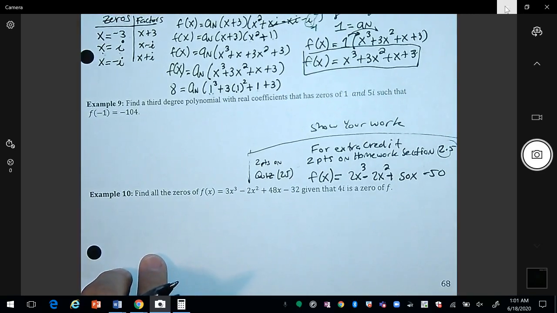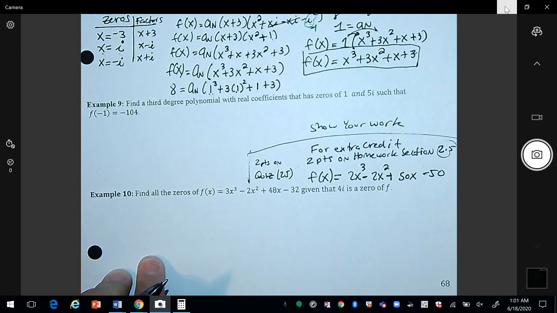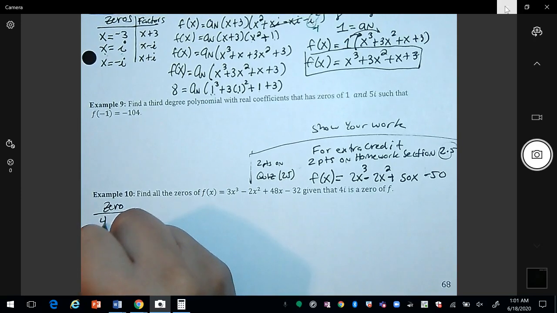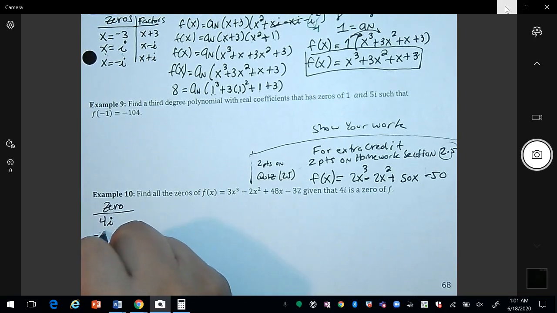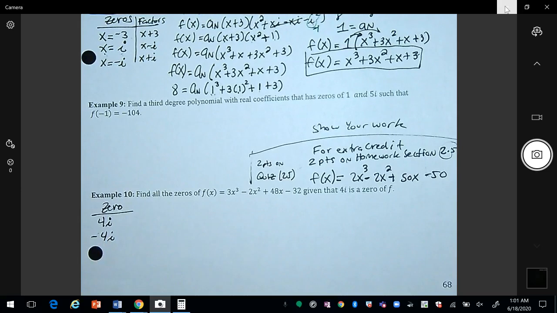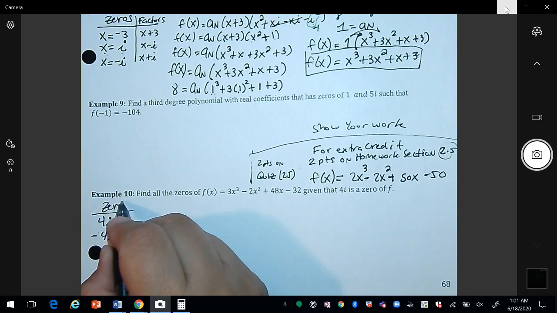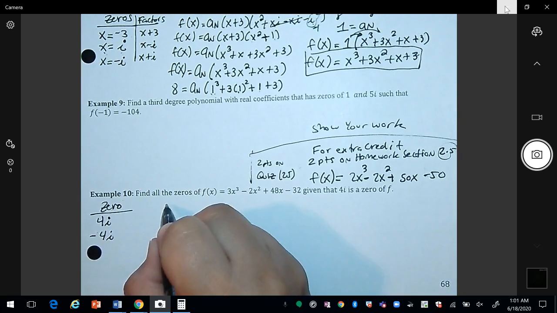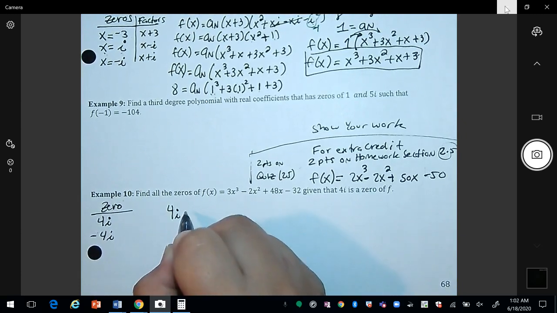Okay, example 10. Find the zeros of f of x given that 4i is a zero. So here they tell me that 4i is a zero. That means that the conjugate is also a zero, negative 4i. Since 4i is a zero, then what I can do is use synthetic division.